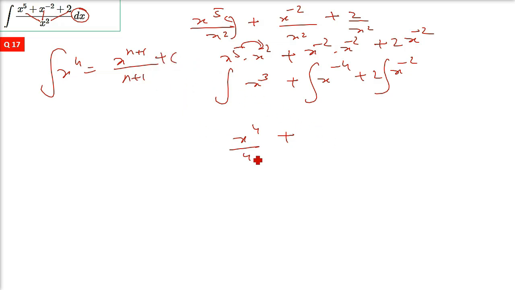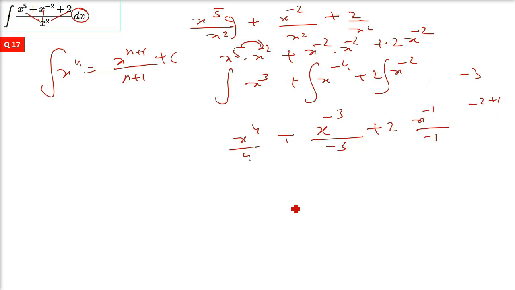X raised n integrates to x raised n plus 1 by n plus 1 plus c. So x raised minus 4 will be x raised minus 4 plus 1 by minus 4 plus 1. So it will be minus 3, so x raised minus 3 by minus 3. Let us change the sign also. This will be x raised minus 2 plus 1, which is minus 1 only, so x raised minus 1 by minus 1.